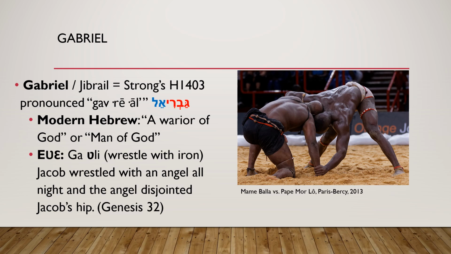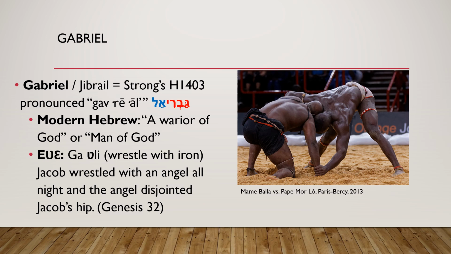Remember that Vet or Bet and Resh together is the V sound. The second part in blue is Al or El, which signifies God. It is to tell you that God has something to do with this name. The name is transliterated to mean a warrior of God or a man of God.